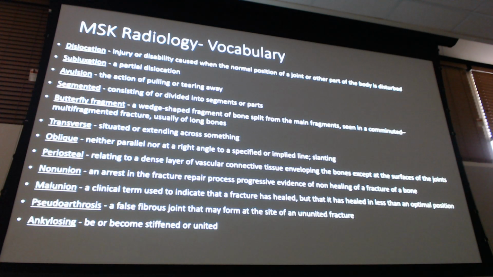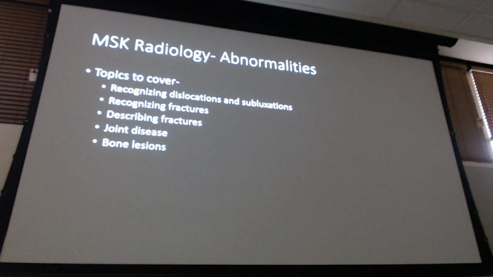So anyways, vocabulary. Look at all that stuff. We're going to go over each of these words. This is just a nice area for you to have definitions of everything. We're going to cover most of these throughout the rest of this lecture. So what are we going to do here? Now we're going to start recognizing dislocations and subluxations. Different words mean different things. Words matter. We're going to recognize fractures, describe fractures, talk about a little bit of joint disease, and some lesions.